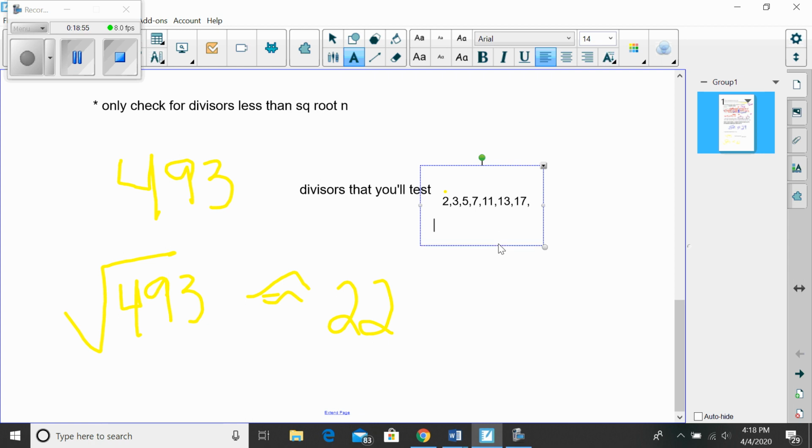But you should have determined that 17 does divide this number, and its partner would have to lie on the other side of the square root, and its partner is in fact 29. So this is not prime. 17 and 29 are the primes that compose this number.